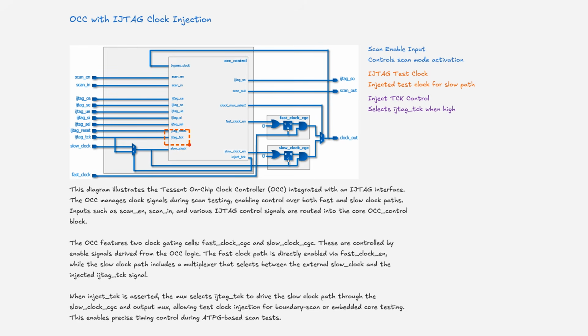The fast clock path is directly enabled via fast clock enable, while the slow clock path includes a multiplexer that selects between the external slow clock and the injected IJTAG TCK signal. When inject TCK is asserted, the MUX selects IJTAG TCK to drive the slow clock path through the slow clock CGC and output MUX, allowing test clock injection for boundary scan or embedded core testing. This enables precise timing control during TPG-based scan tests.